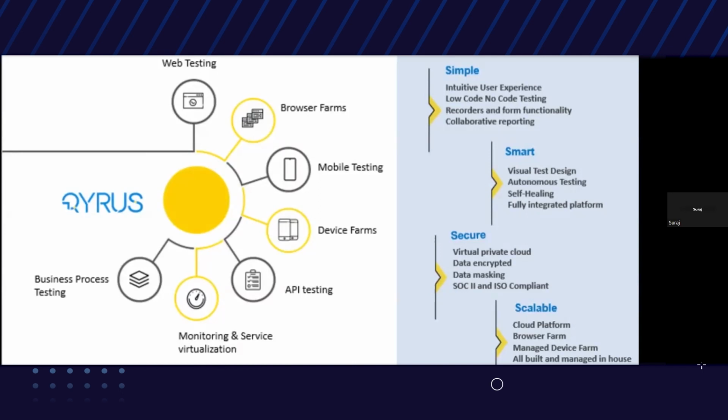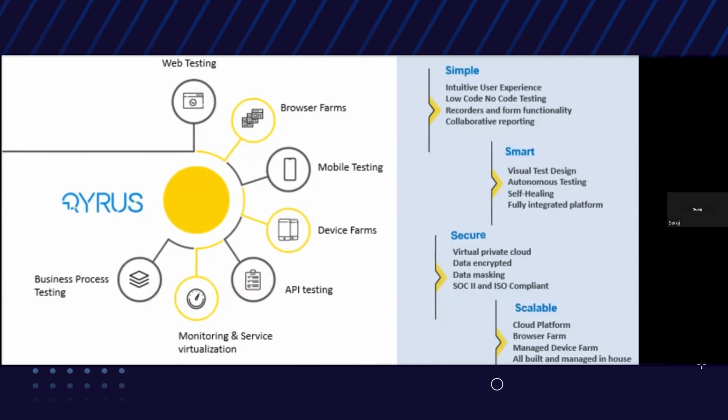On the right, again, I want to touch on our pillars, the first of which is being simple. You can see that we have an intuitive, low-code, no-code user experience with recorders and form-like functionality, all tied in with a range of visual as well as data-driven reporting options that are purely collaborative. It's also important to note that we are smart. In essence, we use visual testing design as well as autonomous testing, and have a range of AI capabilities, including self-healing. And we are a fully integrated platform, which is a one-stop shop for all of your testing requirements.